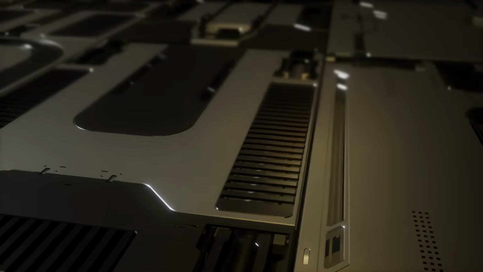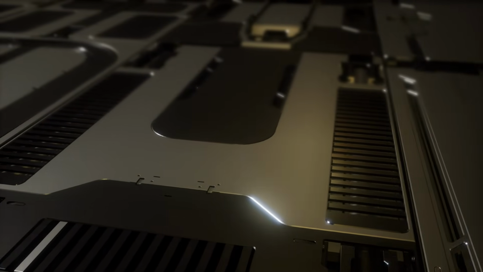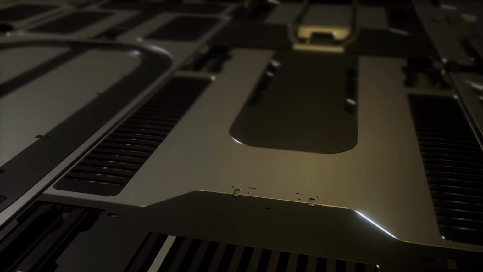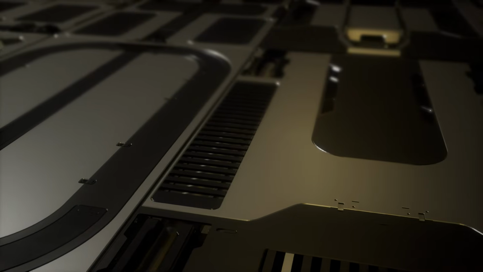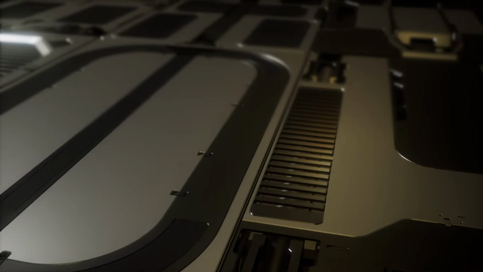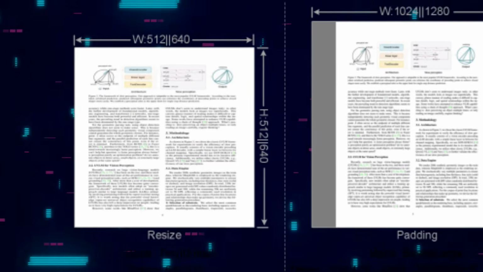What this means in practice, they can process a 1024 by 1024 image as 4096 patches initially, but the window attention keeps memory manageable. Then, before hitting the expensive global attention layers, they compress it down to just 256 tokens. Brilliant. Here's something really clever.